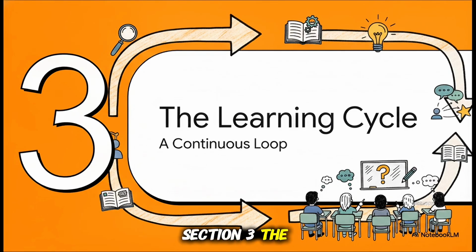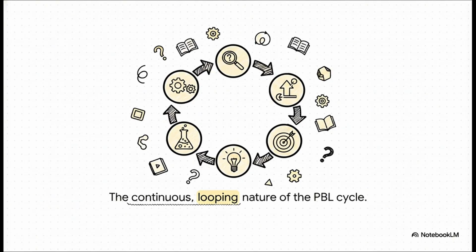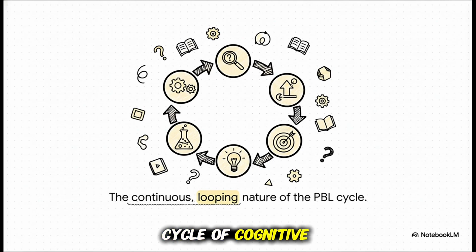Section 3. The learning cycle. Notice how learning in a PBL environment is an iterative, continuous loop, rather than a straight line culminating in a final exam. When a challenge is encountered, information is gathered, solutions are tested, and the results often lead right back to new questions and deeper investigations. It's an ongoing cycle of cognitive growth that perfectly mirrors how innovation actually works outside the classroom.